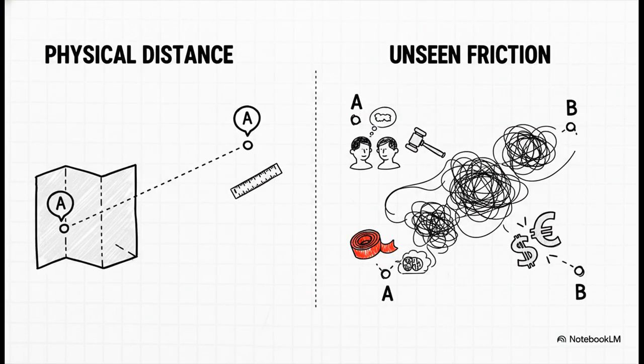The reason isn't on any map. It's all about distance. But wait, not the kind of distance you measure in miles or kilometers. We're talking about the unseen friction between countries. You know, those gaps in culture, the different rules, the economic realities. And here's the bottom line. If you can't see this distance, there is no way you can manage it.